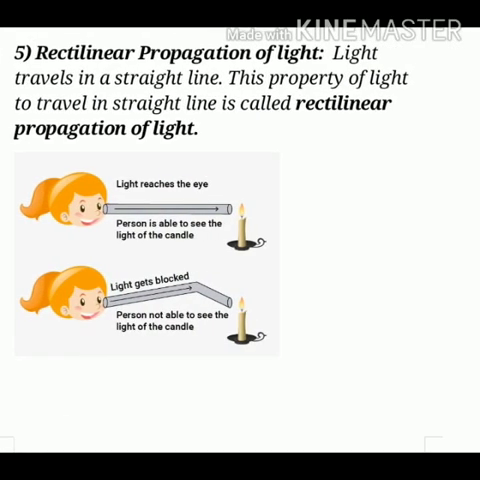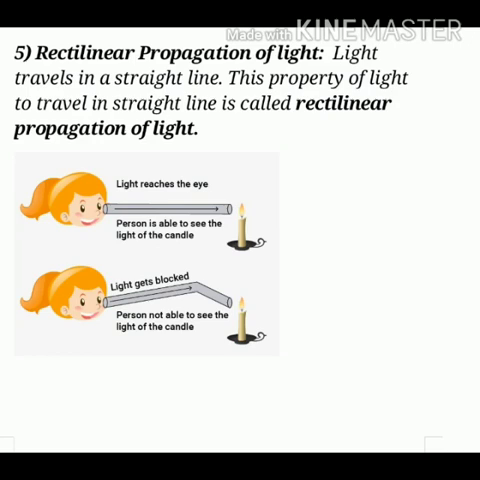Let's study rectilinear propagation of light. Rectilinear means straight line. Light always travels in a straight line. This property of light to travel in a straight line is called rectilinear propagation of light.